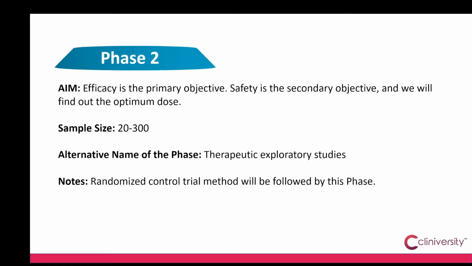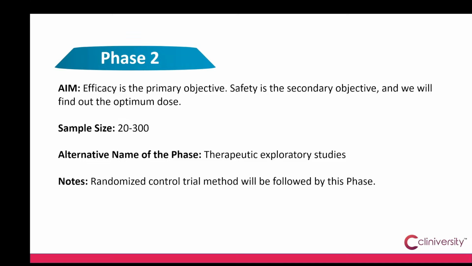The alternative name of this phase is therapeutic exploratory studies. And we have diseased subjects in phase 2 clinical trials. The main aim is to oversee the safety and efficacy. How safe is it? What are the side effects? What are the adverse events? What are the adverse drug reactions? And how efficient is the drug? How much time is required to cure this particular disease and how much dosage will be required to cure it? Everything will be studied in phase 2.